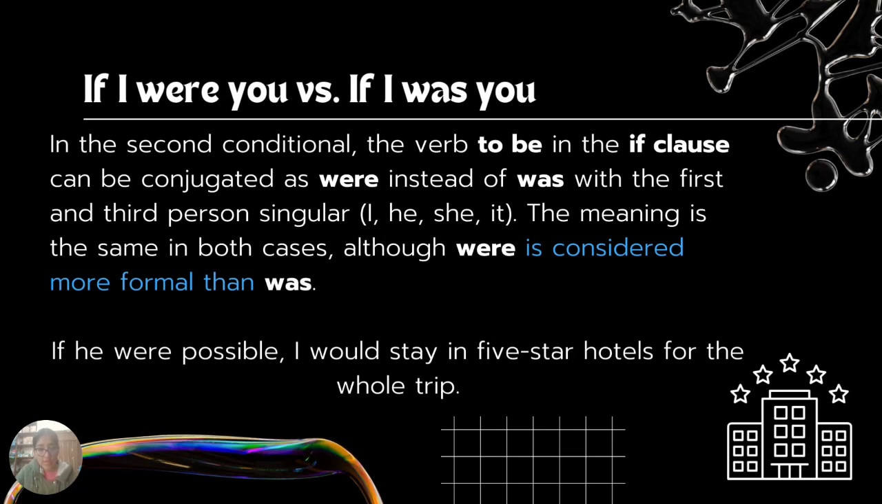If I were you versus if I was you. In the second conditional, the verb to be in the if clause can be conjugated as were instead of was with the first and third person singular. The meaning is the same in both cases, although were is considered more formal than was. An example: if he were possible, I would stay in five-star hotels for the whole trip.